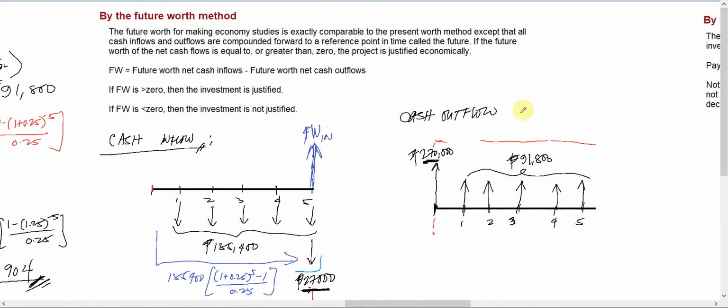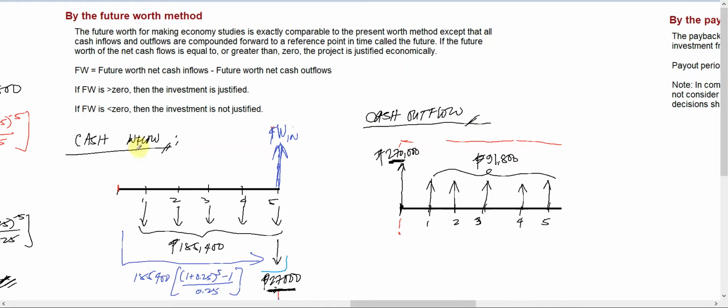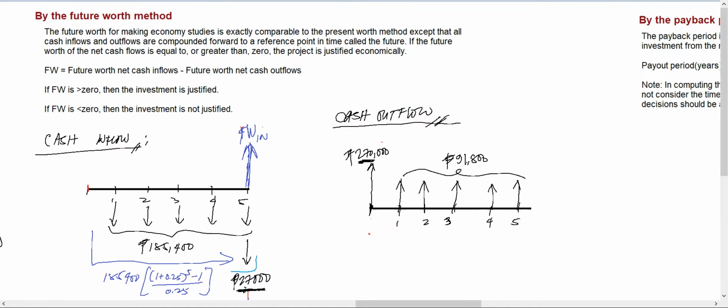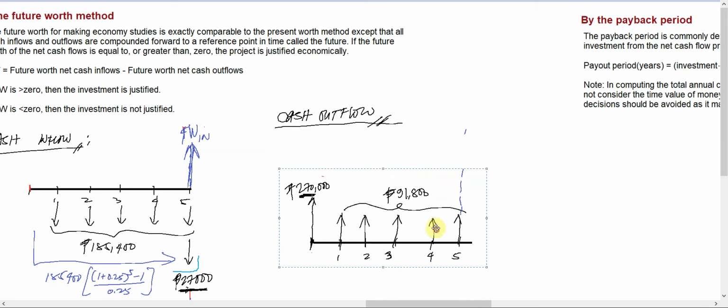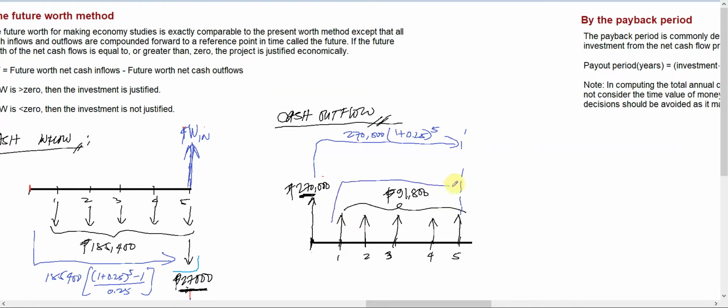Tapos, i-compare lang ulit natin yan. Dapat kung mas mataas yung inflow natin kaysa outflow, masasabi nating justified. Kung mas mataas yung lumalabas na pera ulit, not justified yan. Lugi tayo dyan. Okay, so future worth. Baba lang natin. Yung 270,000 ay compound interest formula yan, 1 plus 0.25 raised to positive 5. And then yung 91,800, that is annuity.